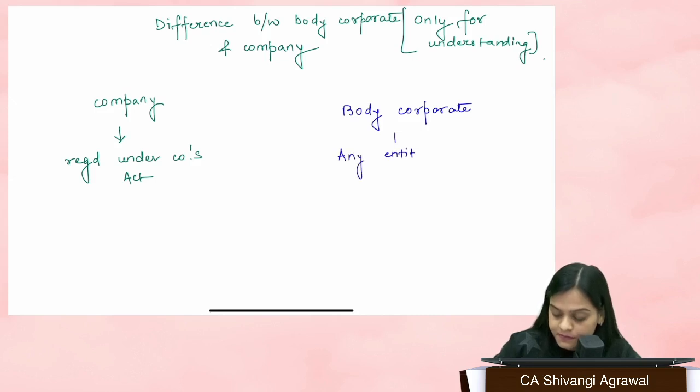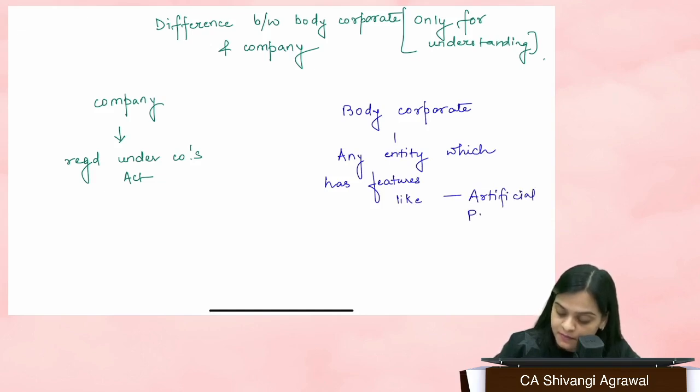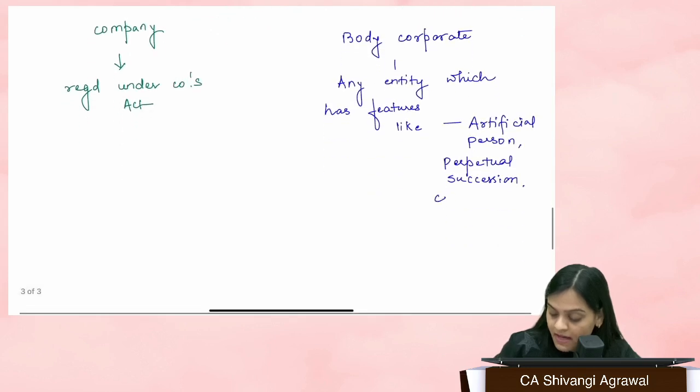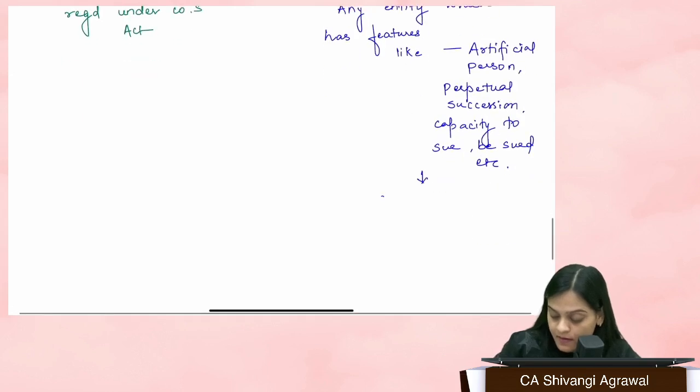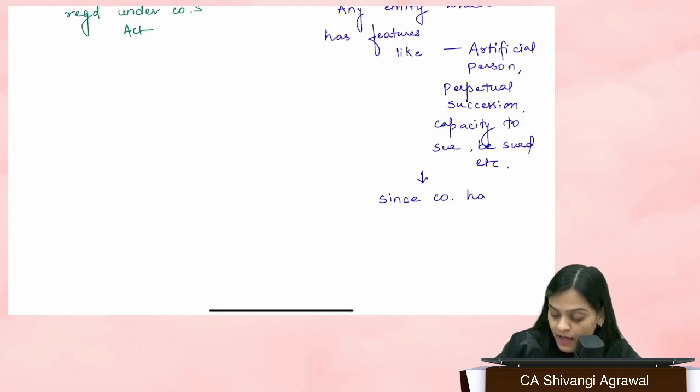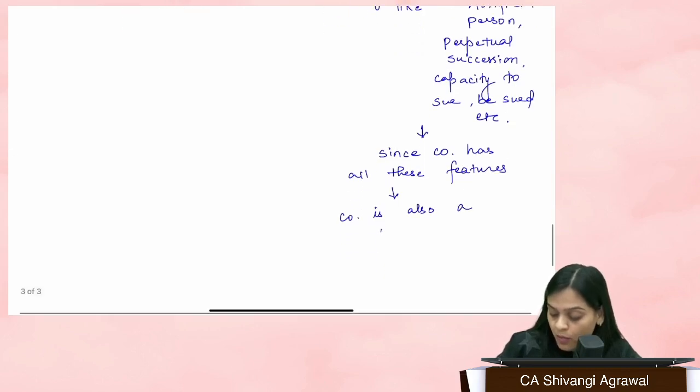any entity which has features like artificial person, perpetual succession, capacity to sue and be sued, etc. Since company has all these features, company is also a body corporate.